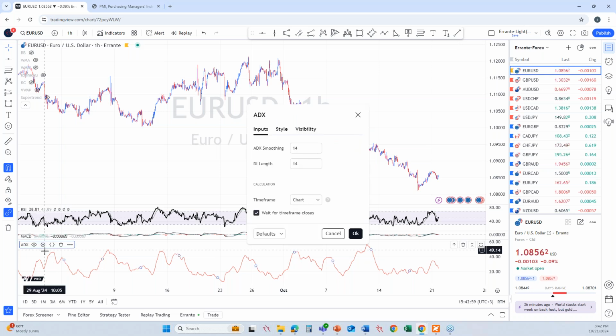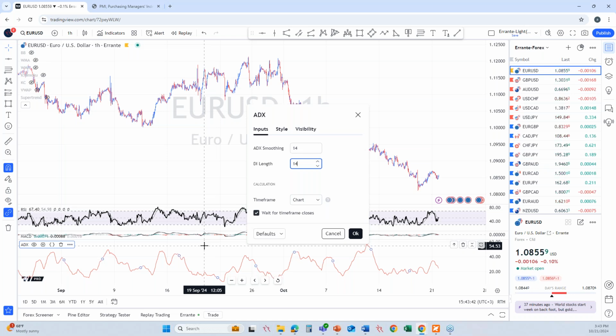Through this setting, you can set the smoothing, the DI length, and the time frame. And you see, unlike MetaTrader, where the ADX comes with three different lines, plus DI, minus DI or negative DI, and also the ADX line itself, here we have only one line. By the way, we know that ADX mirrors the strength of a trend, while the directional index components, DI plus and DI minus, indicate trend direction.